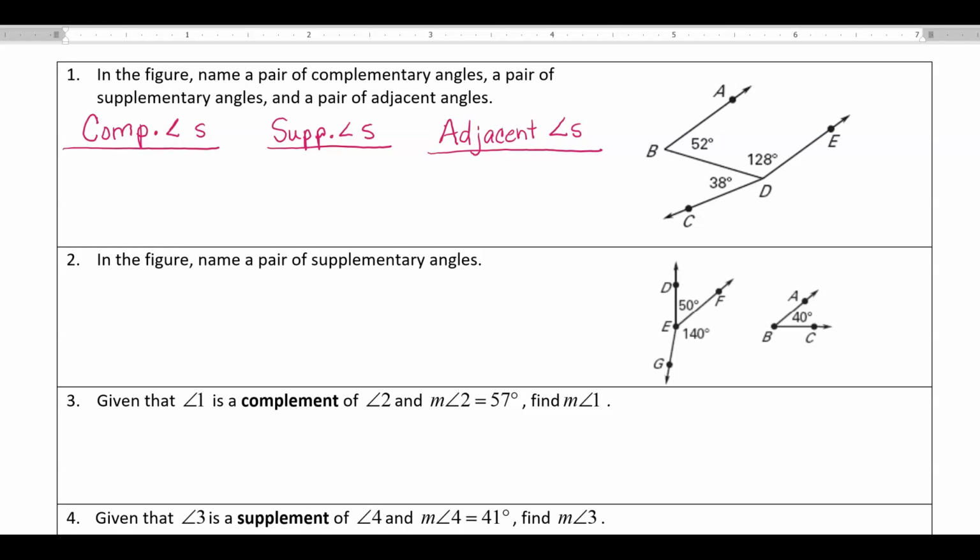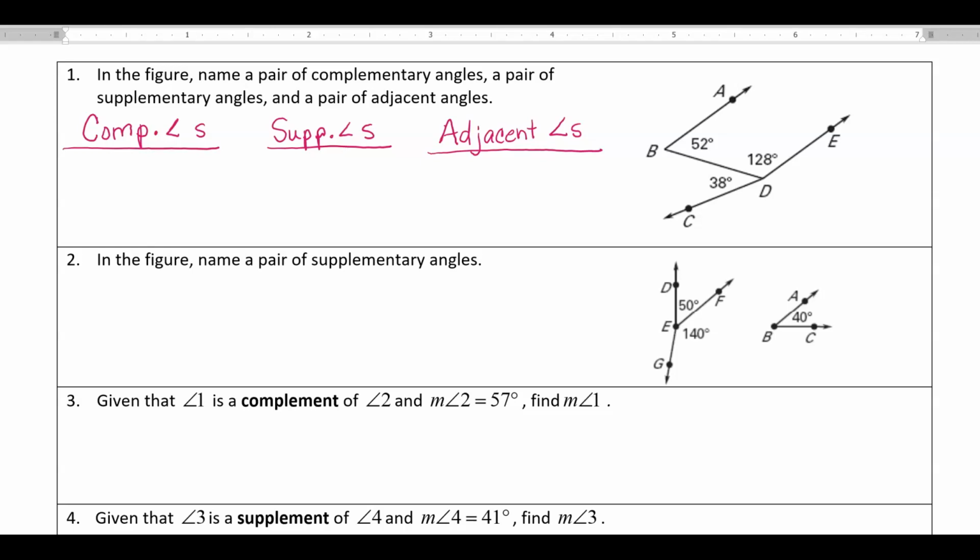Now we are simply just going to go ahead and continue the notes. If I go too fast, you can always pause the video to get caught up. As you can see here, I have already started answering number 1. So if you need to pause the video and write those labels down, go ahead. But number 1 states, if we're going to use these definitions, we have to be able to apply them. So it says in the figure, name a pair of complementary angles, a pair of supplementary angles, and a pair of adjacent angles.